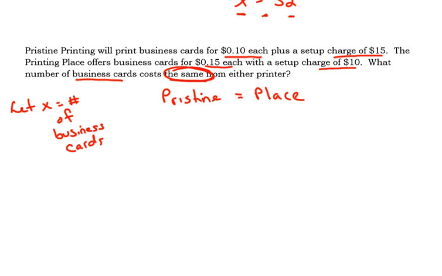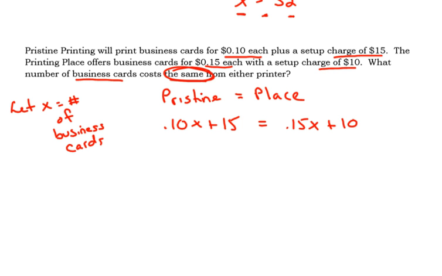Well, Pristine charges me 10 cents for each business card, plus a setup charge of $15. The printing place charges me 15 cents for each business card and a $10 setup charge. And I want Pristine to be equal to Place in order for them to have the same number of cards.